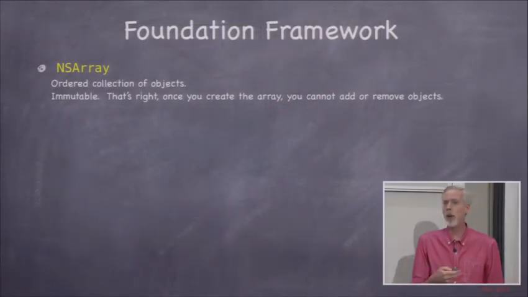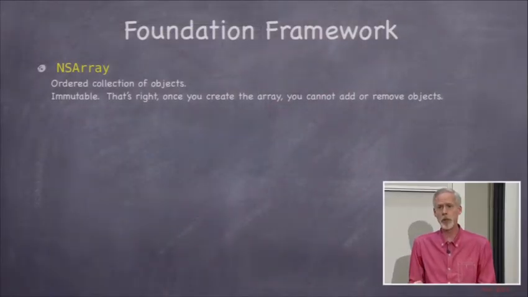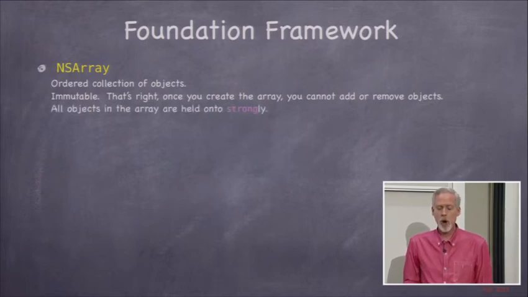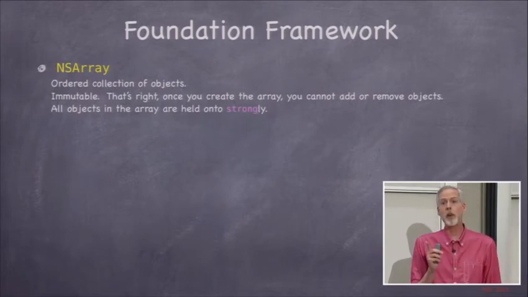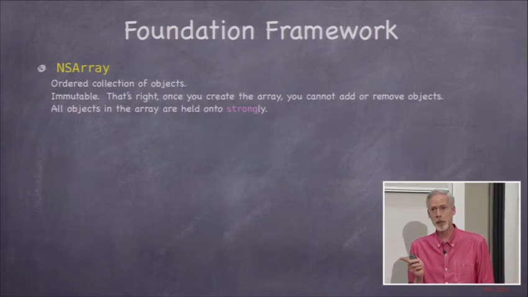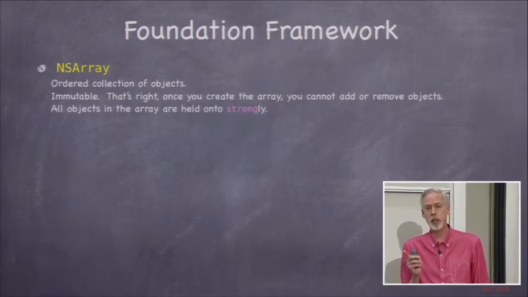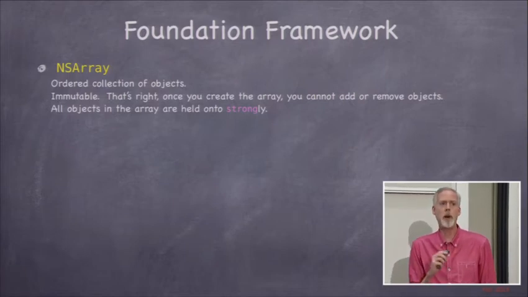NSArray is an ordered collection of objects. It's immutable. Whatever objects are in it when you create it, those are the objects that will be in there for life. You can't remove any, you can't add any. All objects in an array are held onto strongly in the heap. So as long as someone has a strong pointer to the array itself, all the objects in the array will stay in the heap as well, because it has strong pointers to all of them.